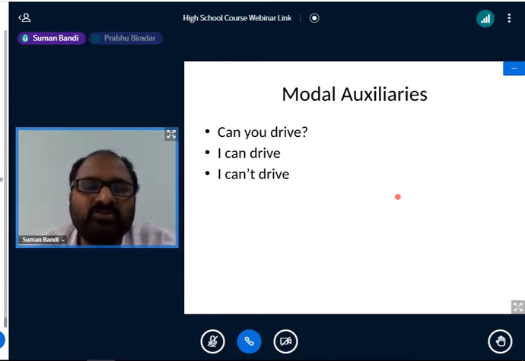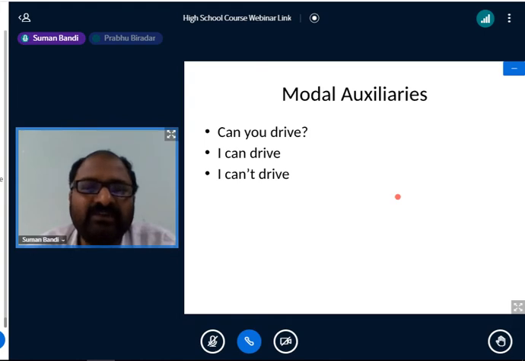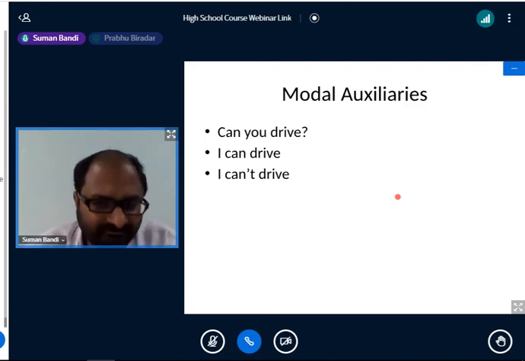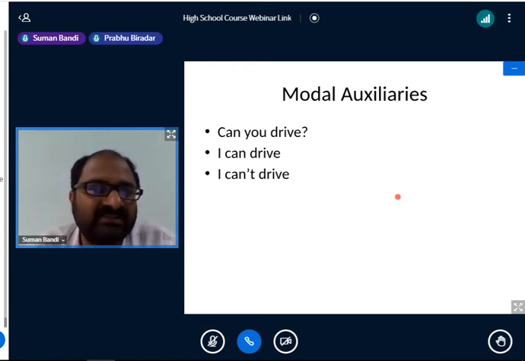Right? Once your students are able to give you answers, now let them talk about others' abilities. For example, I ask a question to Prabhu. Prabhu, can you drive? Prabhu will say, I can drive. Now I should tell the whole class, come on, class, tell me what Prabhu has said. Then the whole class will say, he can drive, or Prabhu can drive. Either take the name or take the pronoun.